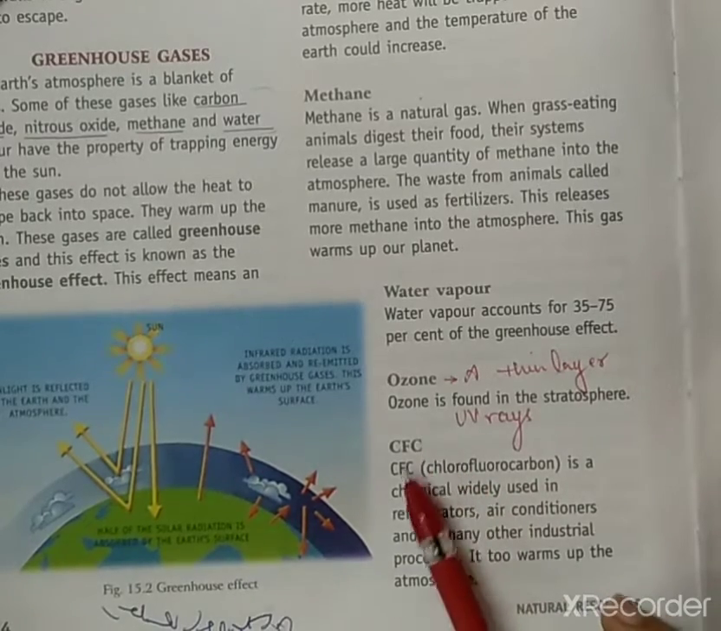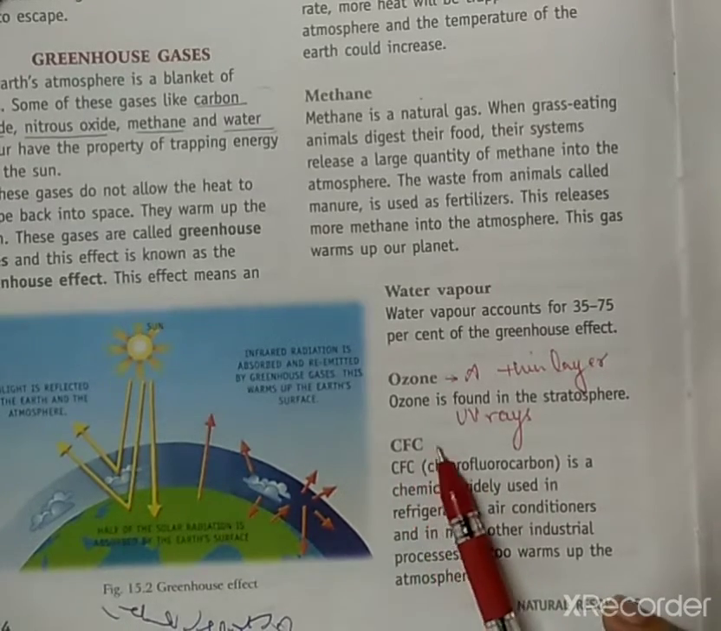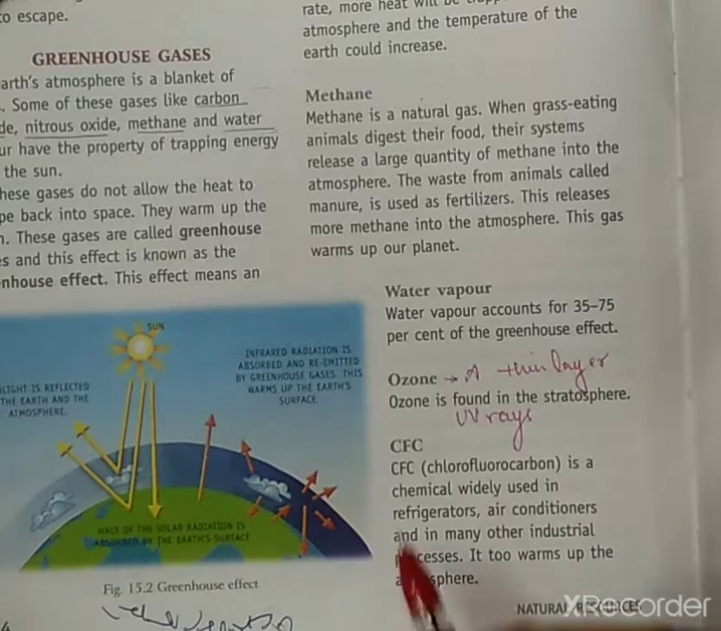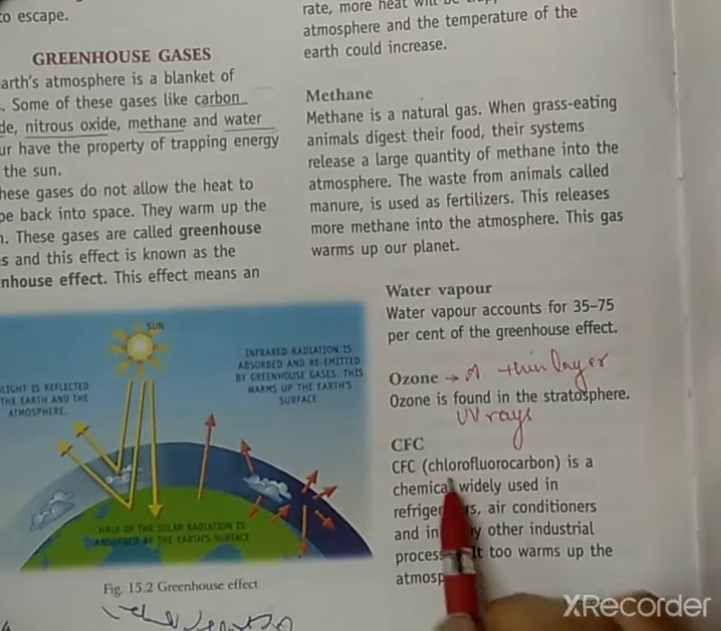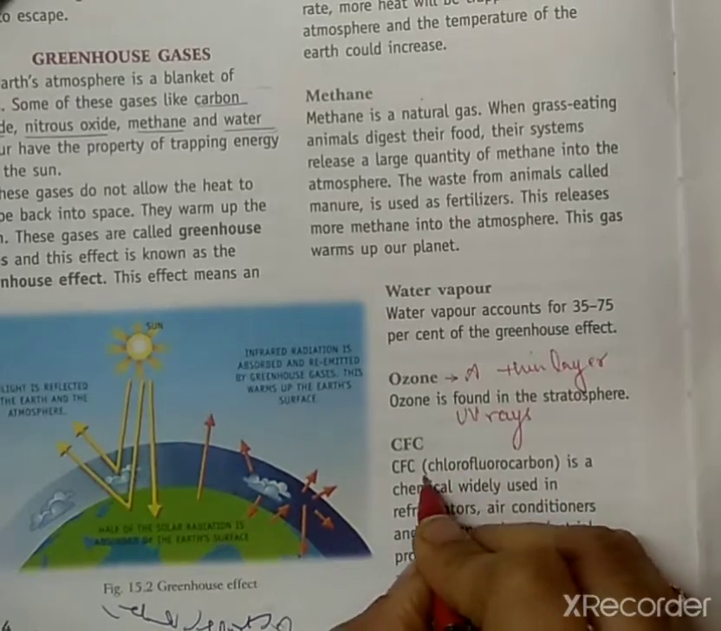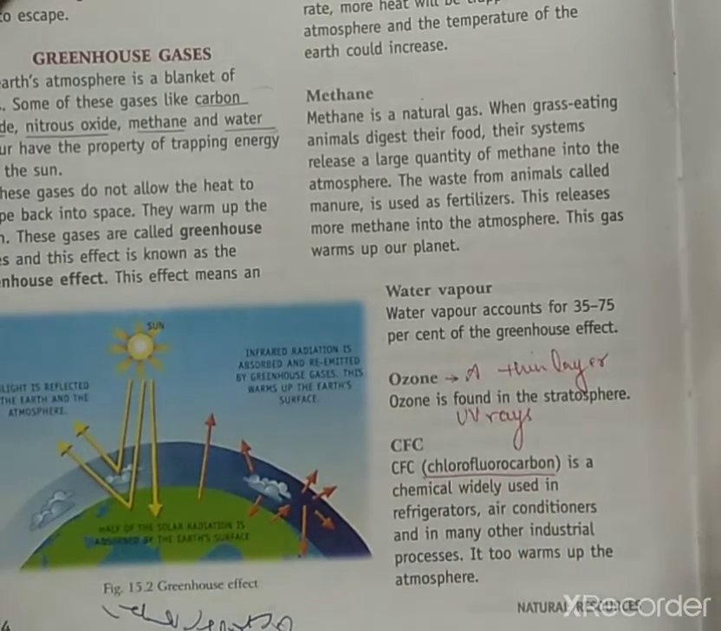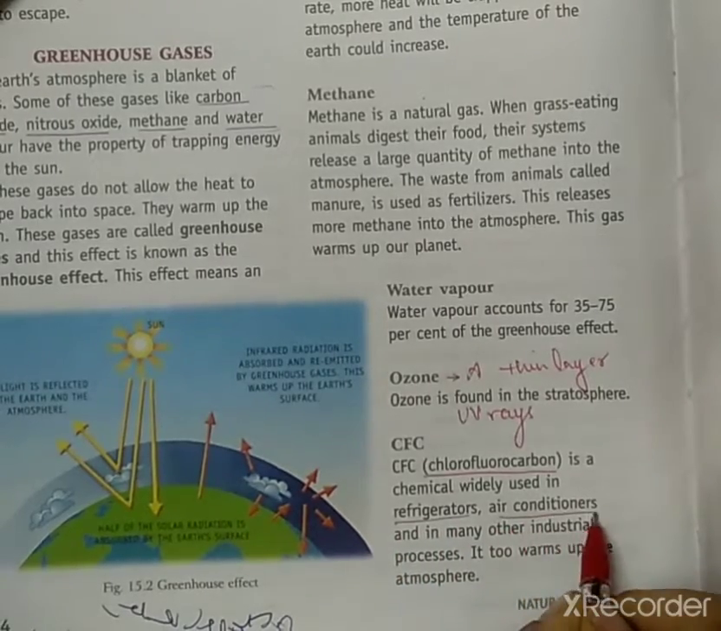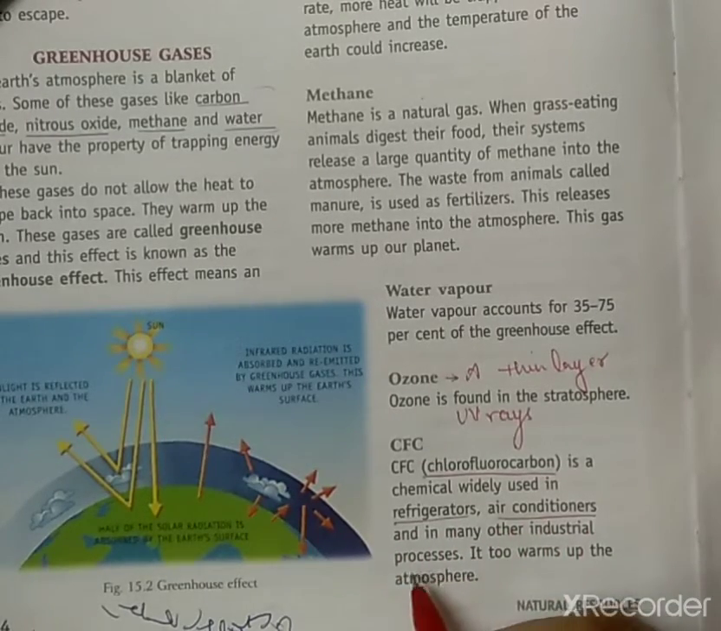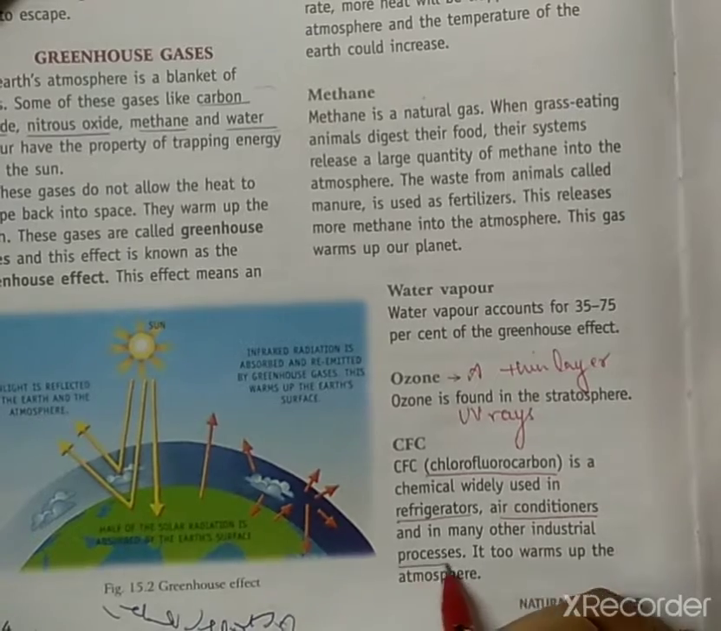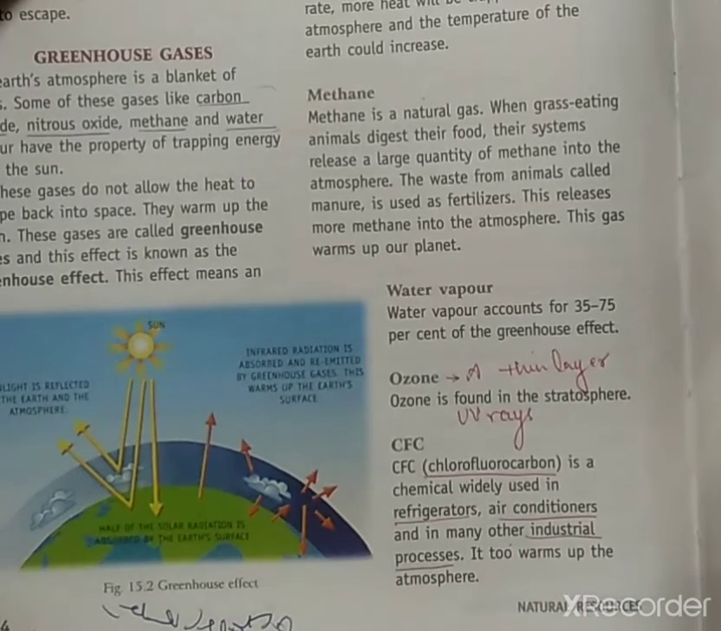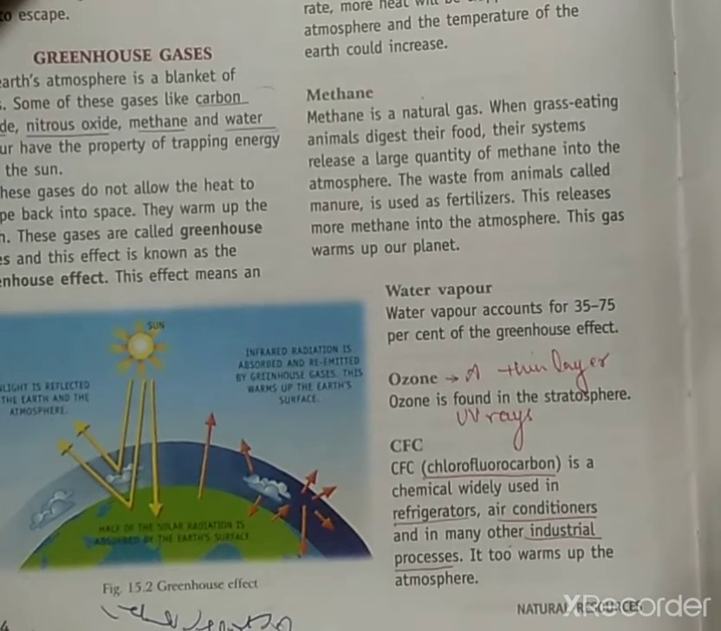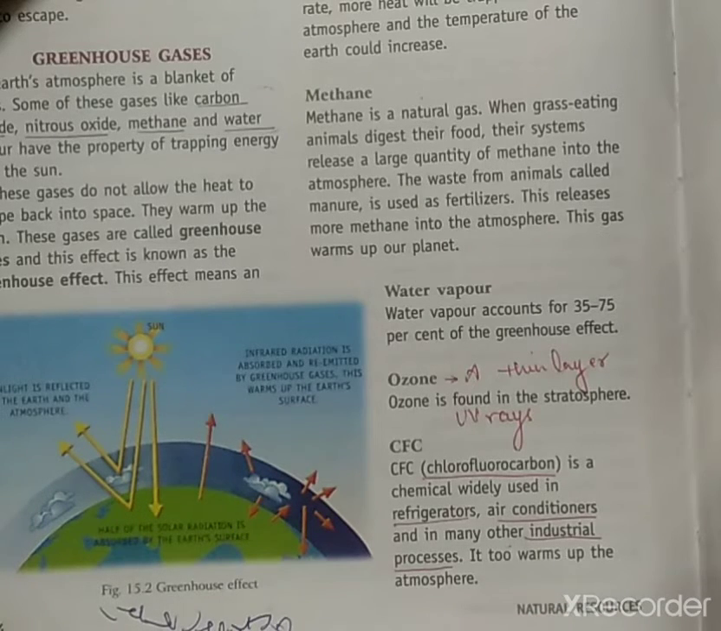The next gas is CFC. If the question comes, what is the full form of CFC, what will you write? Chlorofluorocarbon, right? This gas is widely used in refrigerators, air conditioners and many other industrial processes, and it also warms up the atmosphere.